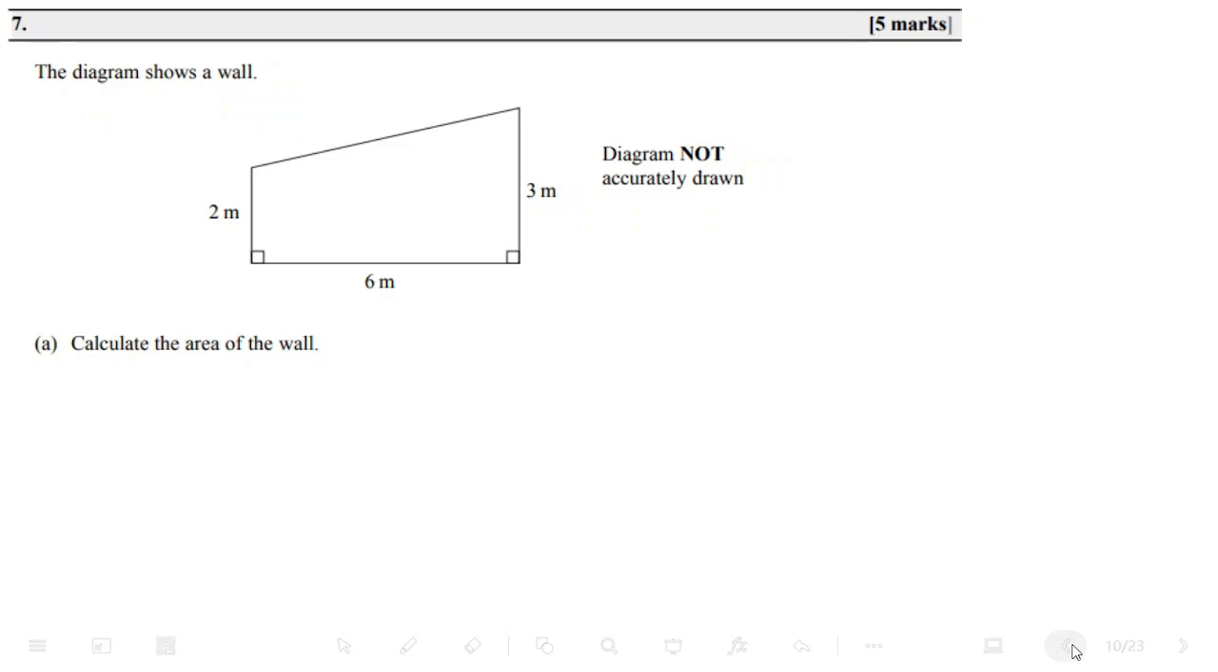So the question is, a diagram is shown. This is a 2 meter wall, a 3 meter wall, and some kind of base is given. This is question number 7. See what is exactly happening. Can you tell what is the shape of this diagram?